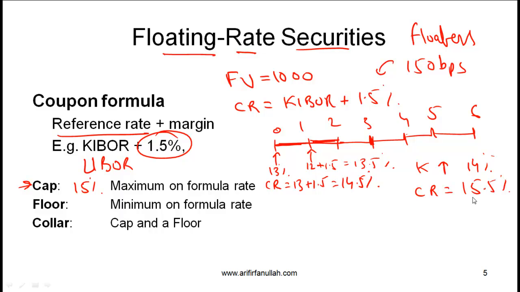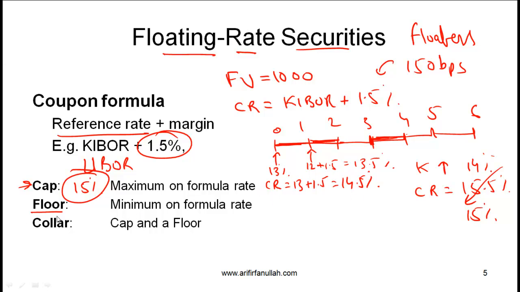So to protect himself, what the issuer can do is set a cap of 15%. This means that no matter how high KIBOR goes, the maximum that the issuer is going to pay is 15%. So in this situation where KIBOR has gone up to 14%, if there is a cap of 15%, that means the issuer will basically pay 15% for this period. So hopefully it's obvious that having a cap is good for the issuer.